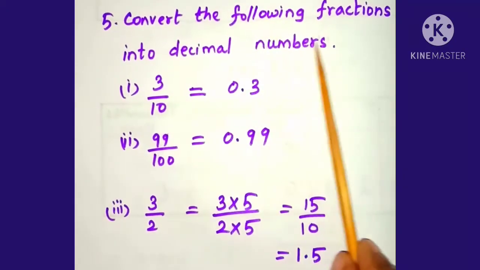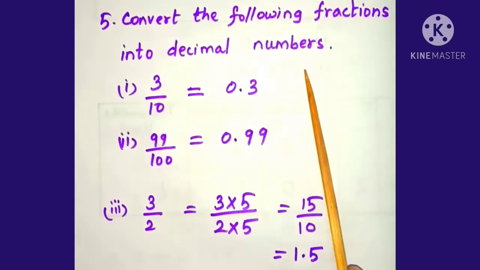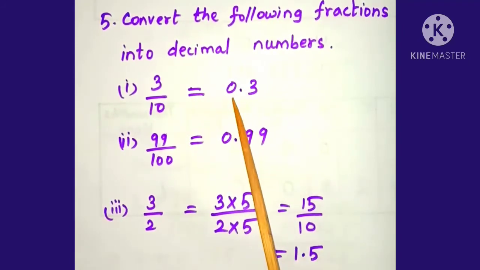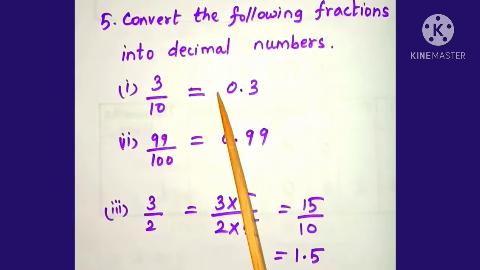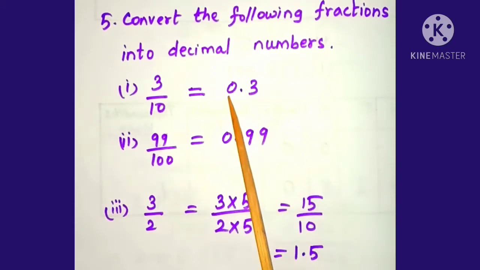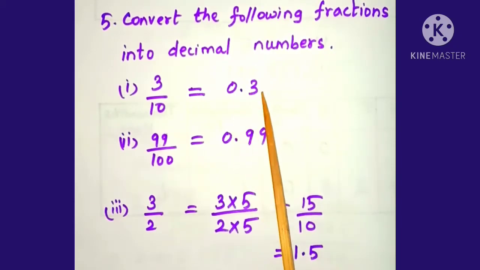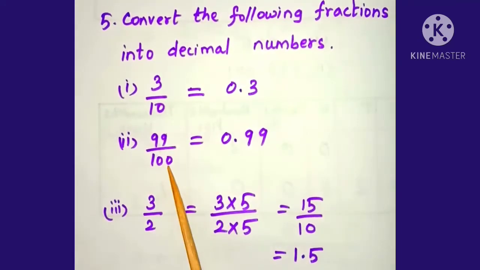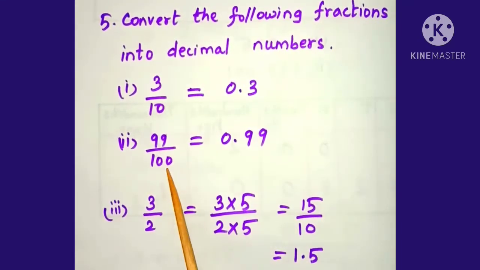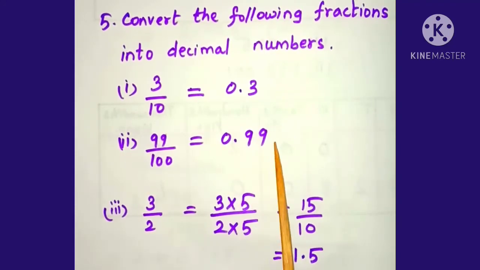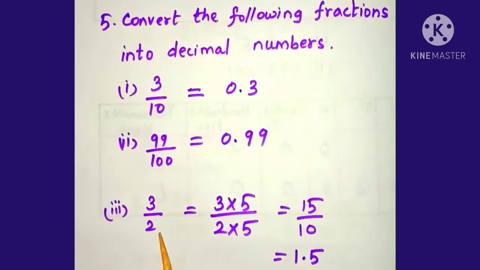Fifth problem, convert the following fractions into decimal numbers. 3 by 10. So that is 3/10, which can be written as 0.3. That is, the first digit after the decimal point is 3. So it can be written as 0.3. 99 by 100. That is the 100th place. 99 by 100 is 0.99. And here 3 by 2.